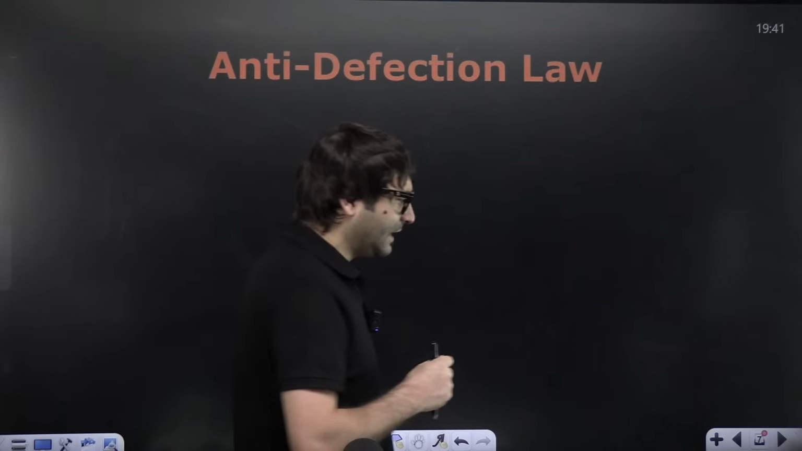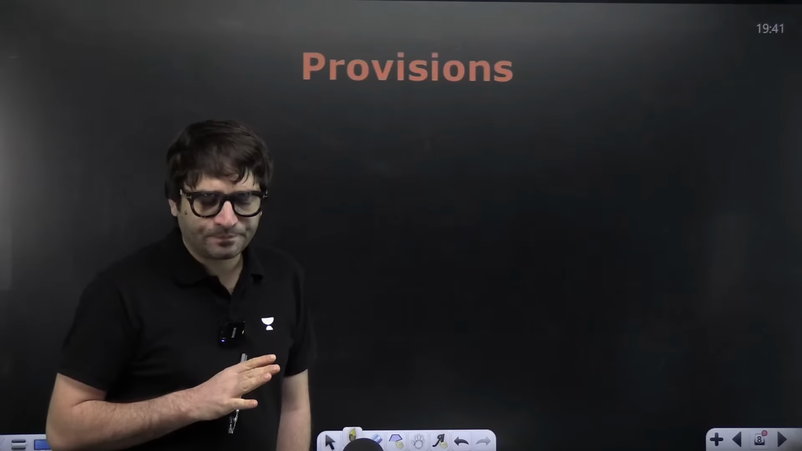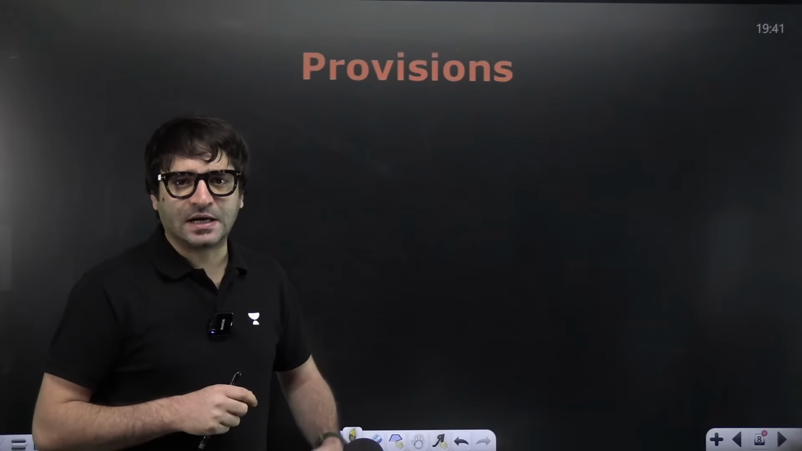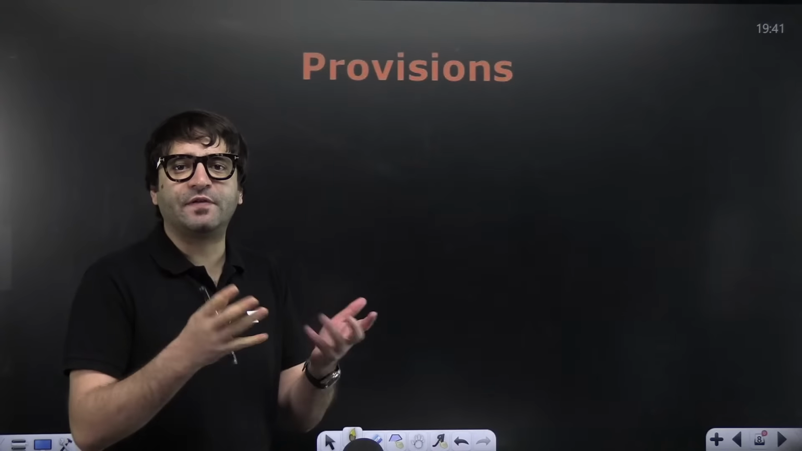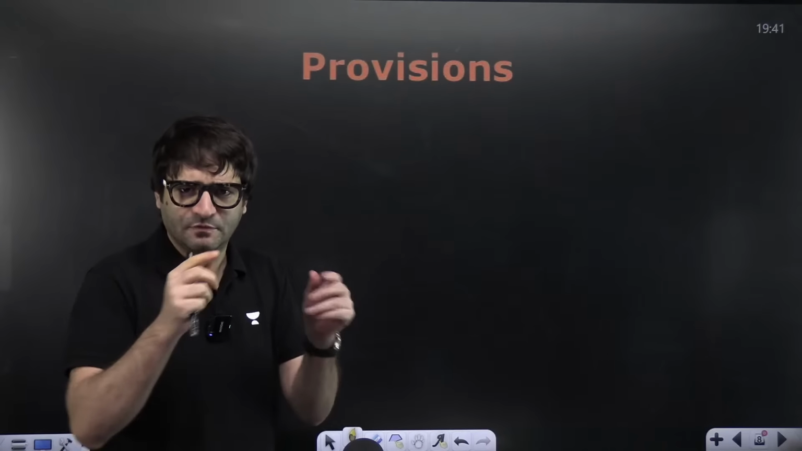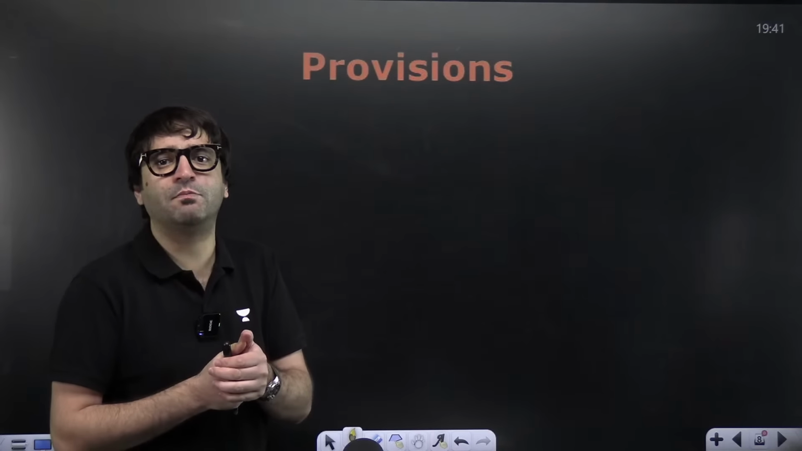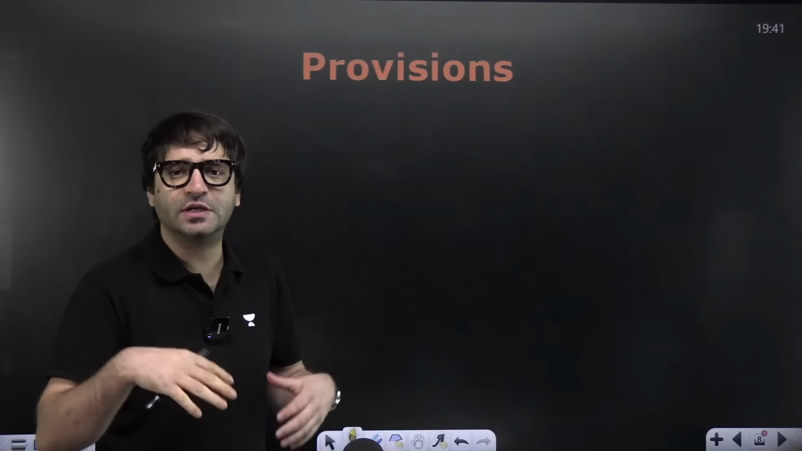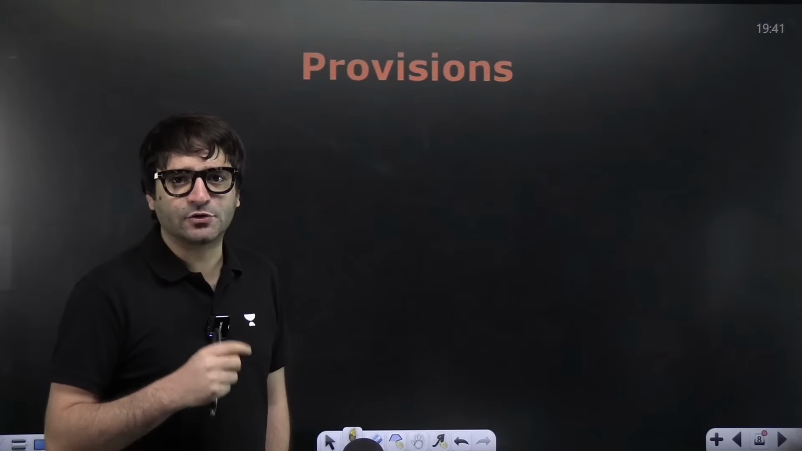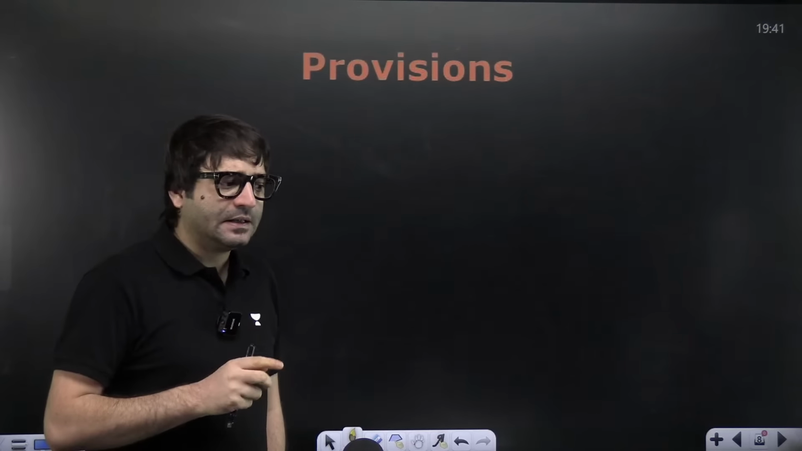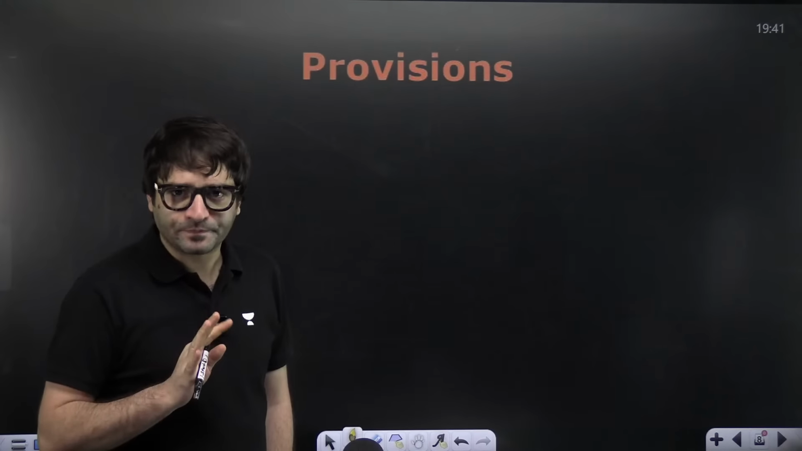First things first, anti-defection law. What are the provisions of this law? If at all a question is asked, what are the provisions of anti-defection law? Simple, one line in that question. Maybe the question is broken into 3 or 4 parts. One part of this question is, what are the provisions of anti-defection law? Why was it framed? Can you draw a diagram?